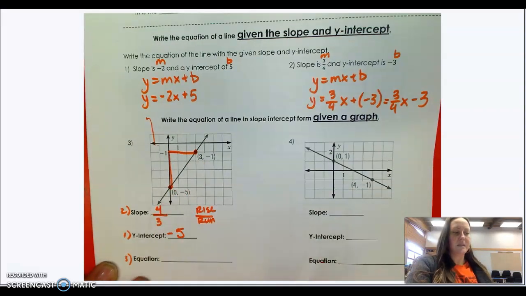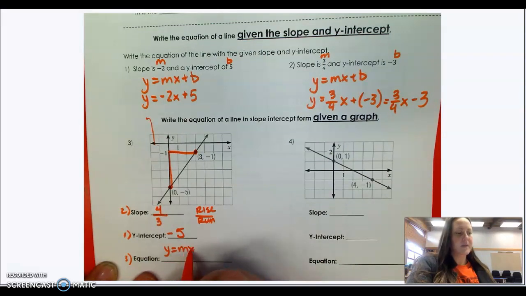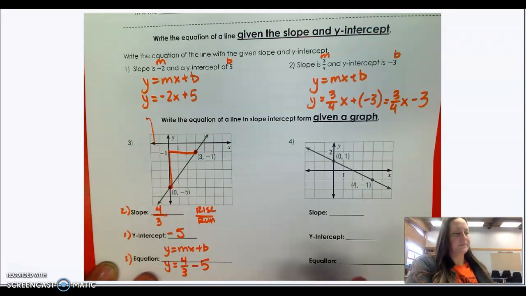The last thing I do is the equation. I'm going to write y equals mx plus b, so I remember to fill everything in. My y equals, my slope or m is 4 over 3. My y-intercept is 5, so I'm just going to write 4 over 3 x minus 5, because it's a negative 5 for the y-intercept. That's my entire equation, and I'm done.